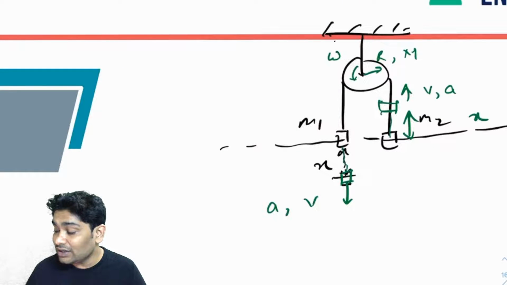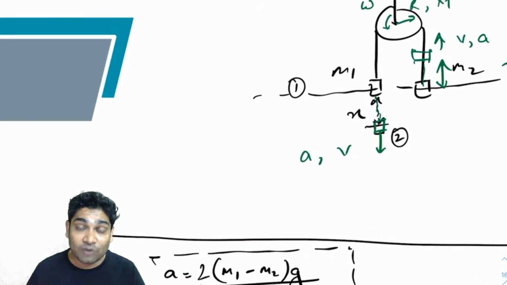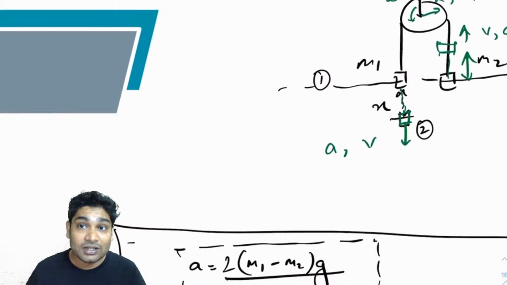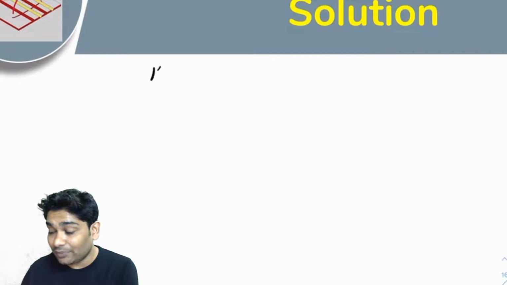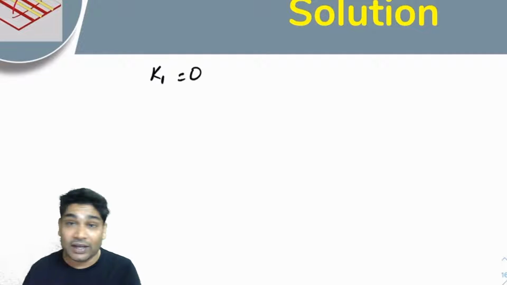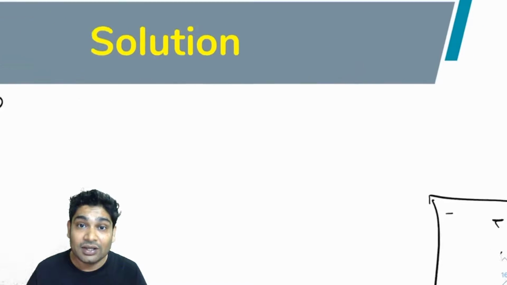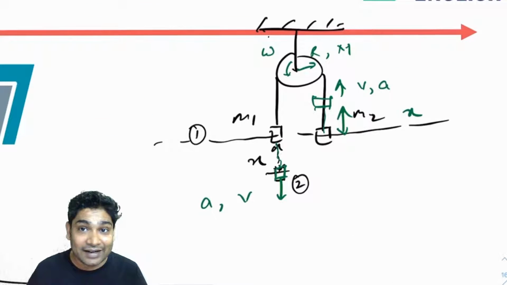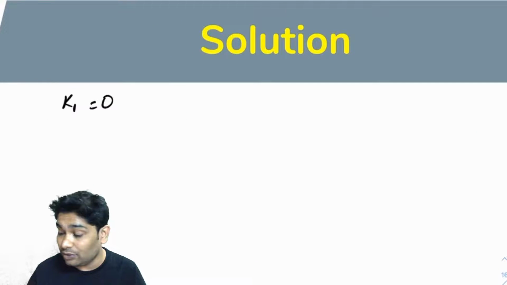So let's say that this was situation number 1 and this was situation number 2. Let's try and write the expression for energies in situation number 1 and situation number 2. So what can I say? What is my K1? K1 is 0. K1 is the total kinetic energy of the system in my first situation. In the first situation, everybody is at rest. The disk is not rotating, the masses are at rest, so the kinetic energy is 0.